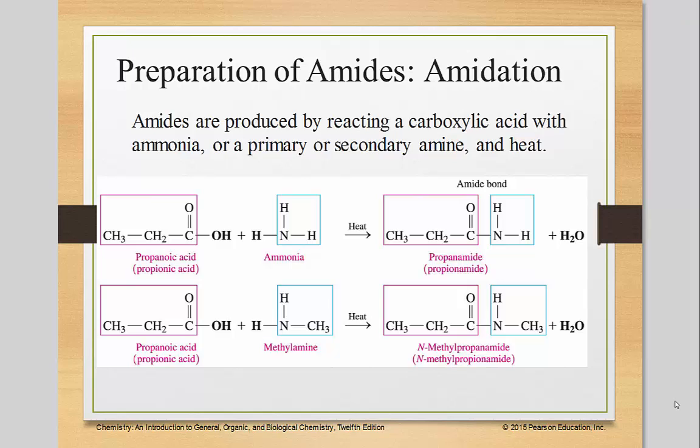Amides are produced by reacting carboxylic acids with ammonia or a primary or secondary amine with the addition of heat. So the OH from the carboxylic acid and the hydrogen from ammonia come together to form the CN bond. Keep in mind it says primary or secondary. If it was tertiary, it wouldn't work because there'd be no hydrogen here to give up.